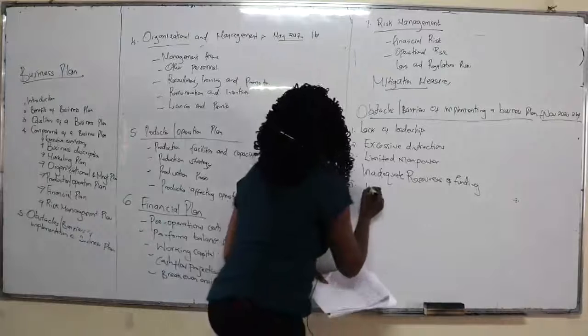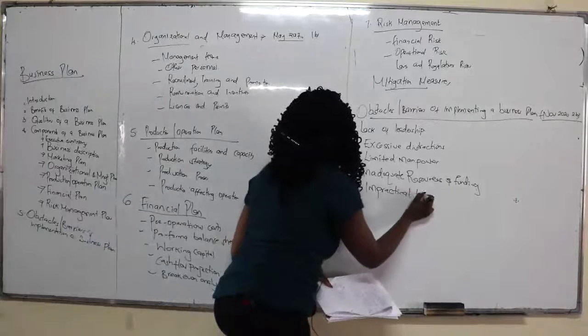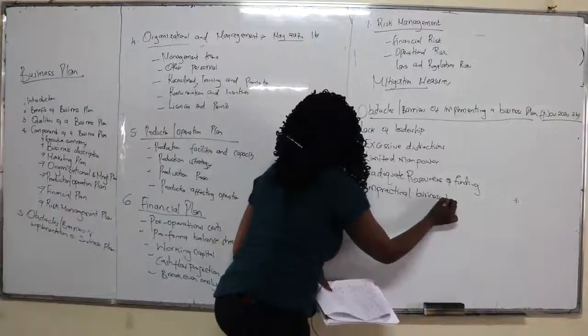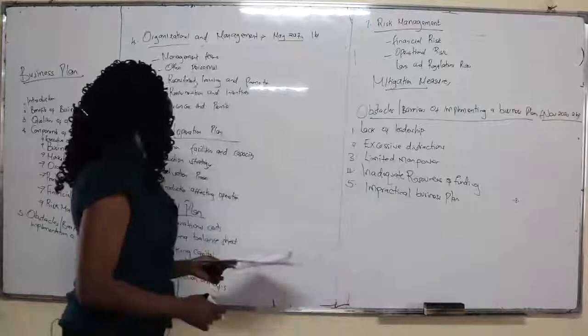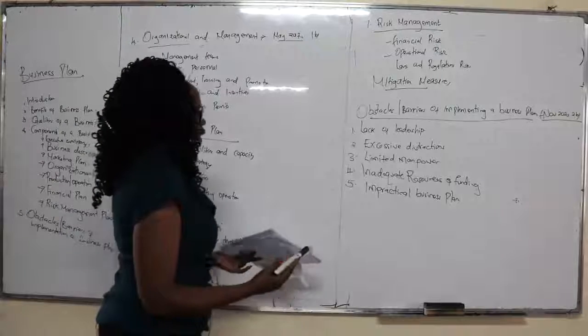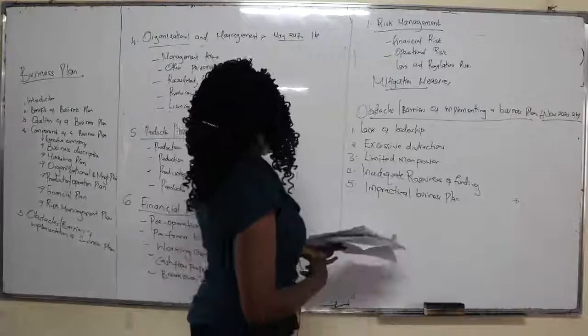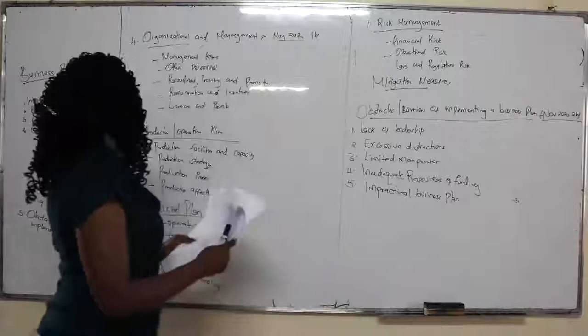Another one is an impractical business plan. You might find that you've come up with a business plan which is not practical or not achievable. So at the end of it, in as much as we really wish to implement, it is not going as per what you had planned earlier.